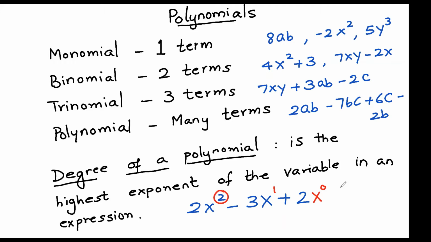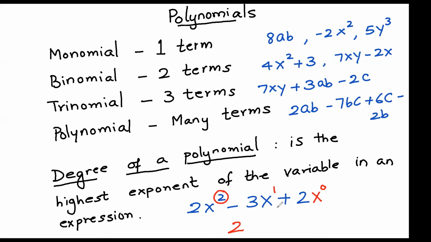So when we are talking about the degree of the polynomial, we are talking about the highest exponent. So if you notice here, the highest exponent is 2. So the degree of this polynomial is 2. We call this a second degree polynomial. Okay, we call this a second degree polynomial. That means the degree of this polynomial is 2. The highest exponent of the variable in this polynomial is 2.